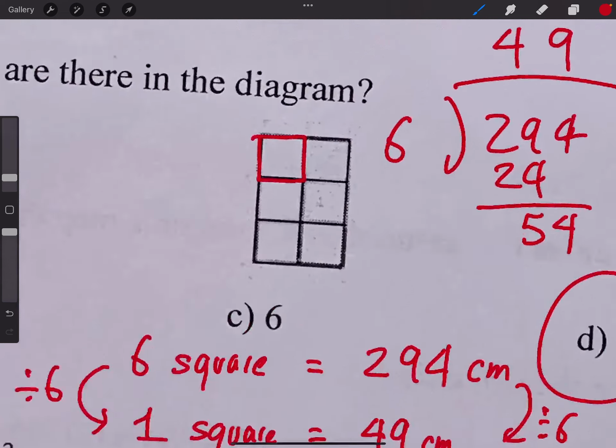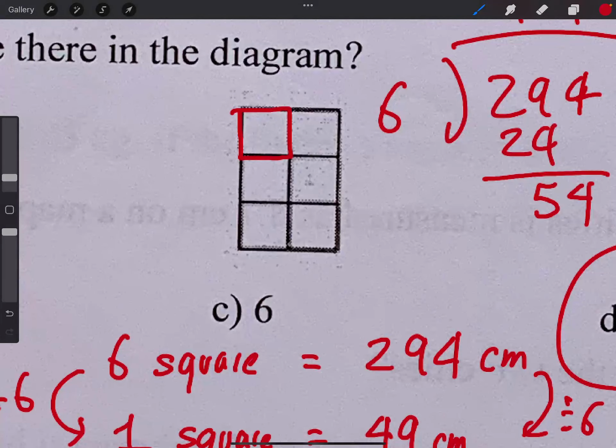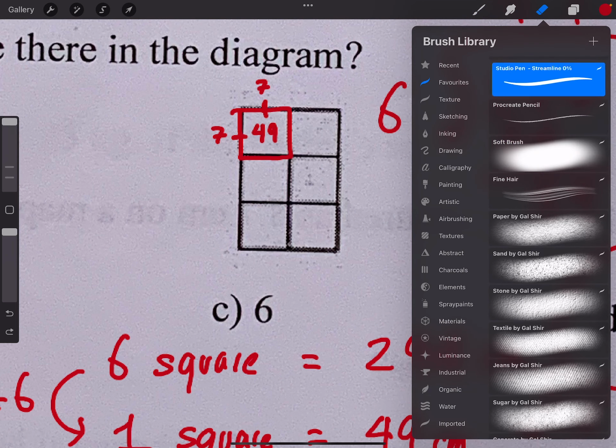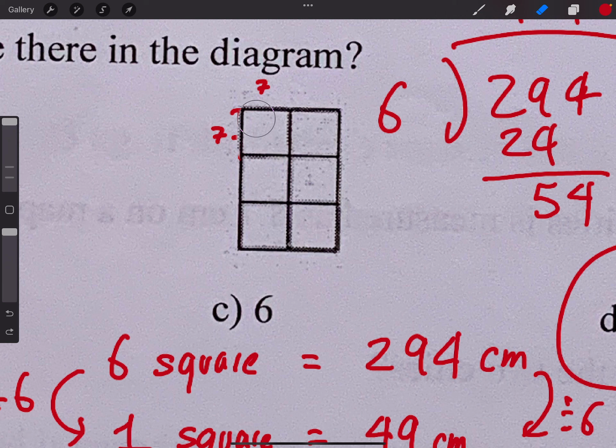Okay, now let's think about it. If the square has an area of 49 centimeters, what is the length of the side? What times what gives me 49? Obviously that's 7 times 7 to give you 49. That means that each of these lengths is equal to 7. These little lengths here, they're all 7.